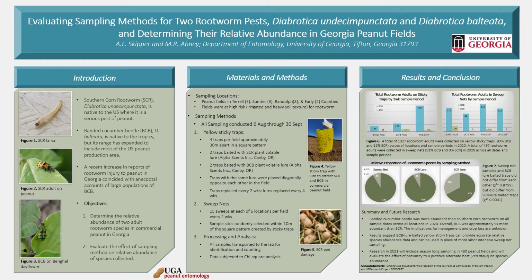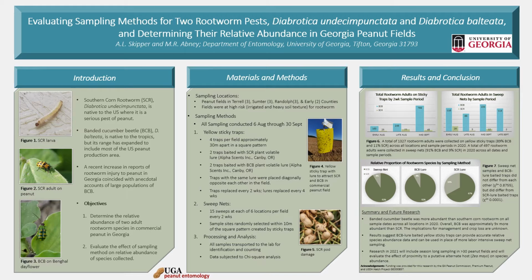The second sampling method I used was sweep net. Every 2 weeks, I went to 6 random sites within the general area of the sticky traps and did 15 sweeps at each site. All samples were taken back to the lab, where I counted the number of each Diabrotica species in each sample. This enabled me to statistically compare the results with a chi-square analysis.